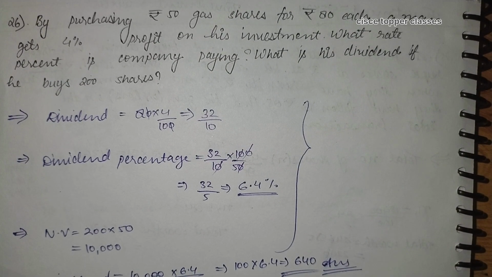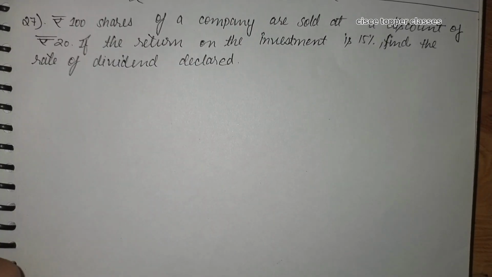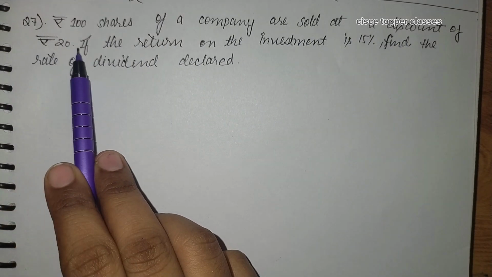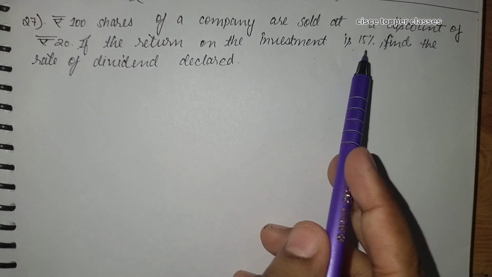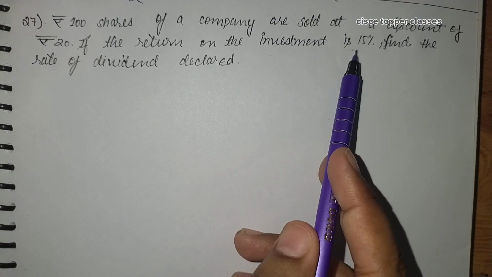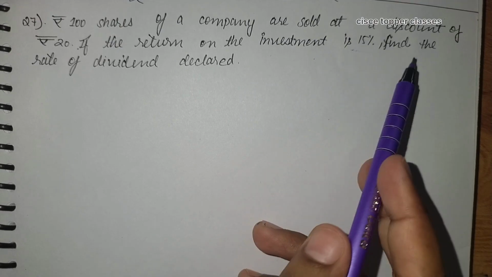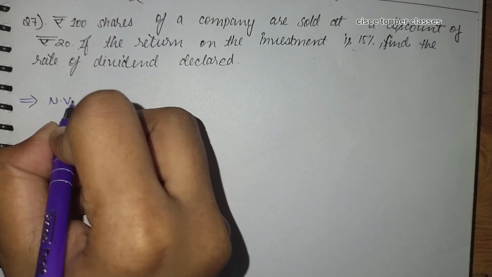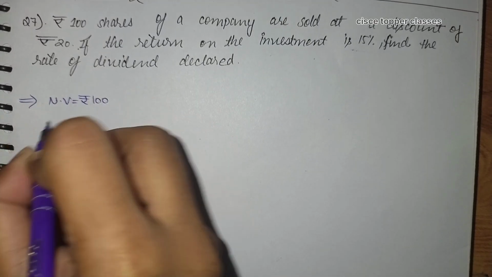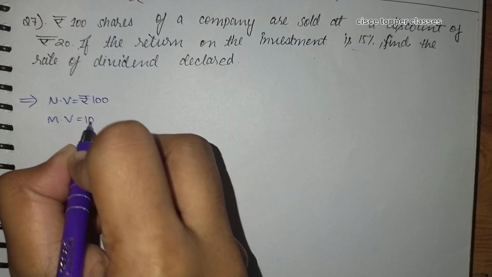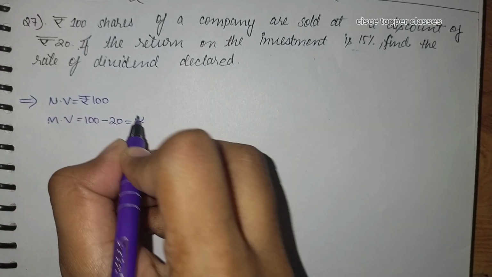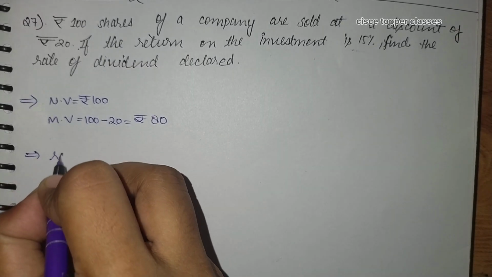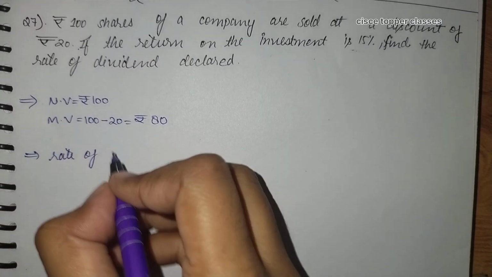In this video, let's solve question number 27. Rupees 100 shares of a company are sold at a discount of rupees 20 here. If the return on the investment is 15%, means the rate of return on this investment is 15%, then find the rate of dividend declared. So we know the nominal value is given to us as rupees 100. Market value will be 100 minus 20. This will be rupees 80 here. And from this value we will find the rate of dividend here.